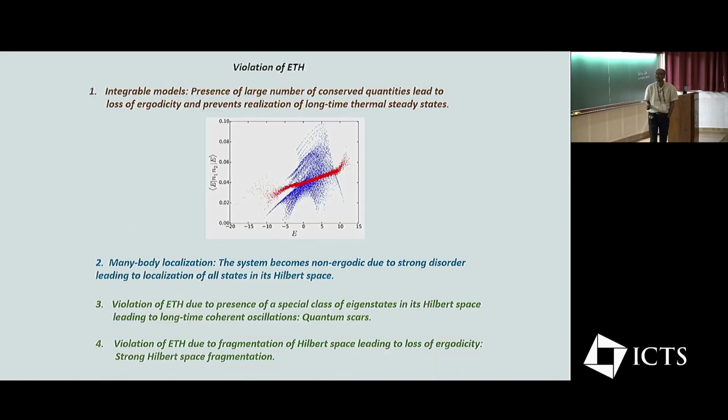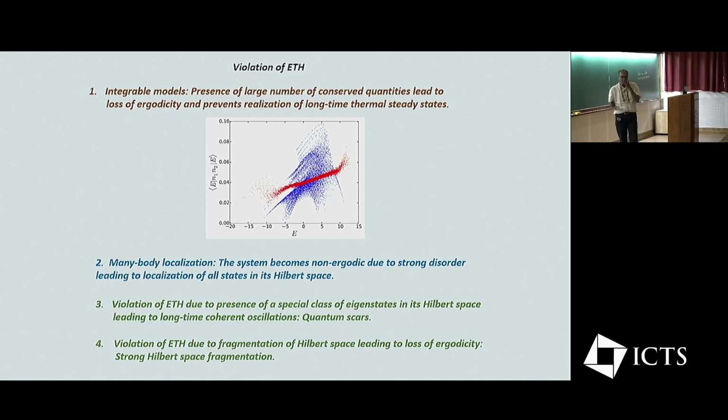Okay. However, this eigenstate thermalization hypothesis can be violated whenever ergodicity breaks down. And one way to do that is to study integrable models, where there are a large number of constraints which break this ergodicity. The other one is many-body localization, where very strong disorder makes you localized in Hilbert space and therefore breaks ergodicity. But today I'm going to talk about violation of ETH due to the presence of a special class of eigenstates in its Hilbert space, which are these quantum scars.